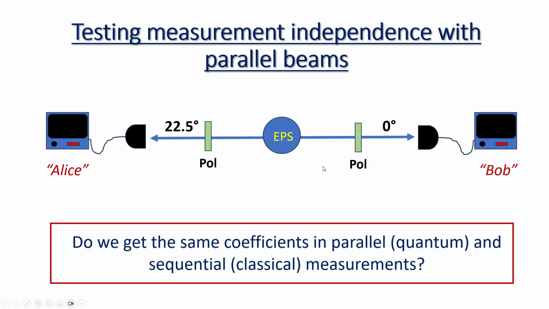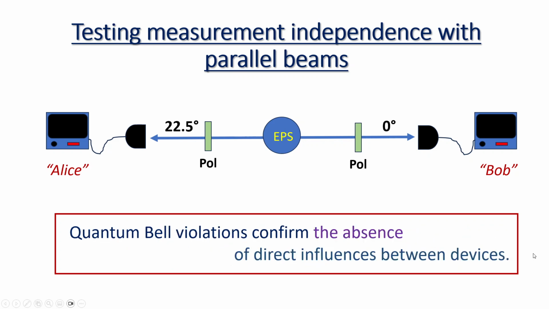The answer is yes. We can choose to make two copies of our objects and to make parallel transformations instead of sequential transformations. For example, if Bob makes the 0-degree measurement, he gets a 50-50 distribution. If Alice makes the second measurement at 22.5 degrees, she also gets a 50-50 distribution. Though, if the correlations are not due to measurement interactions, then the final coefficients can still be the same, just as in the case of sequential transformations. Indeed, what we see in quantum Bell experiments is that parallel measurements produce the same correlations that we see in sequential classical measurements. Therefore, quantum Bell violations confirm the absence of direct influence between our devices.